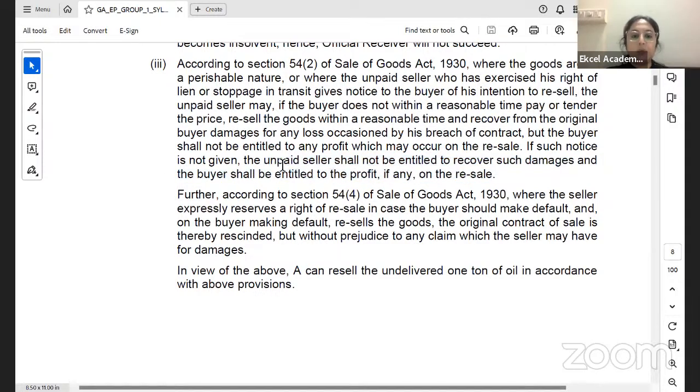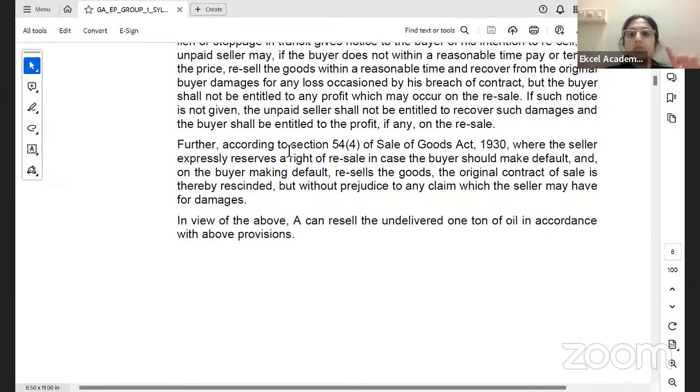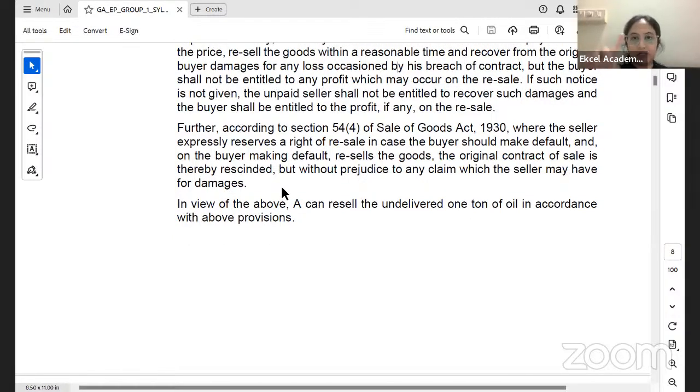Okay, but if such notice is not given, then the unpaid seller shall be entitled to recover such damages and the buyer shall be entitled to the profit, if any, on the resale. So these things you have to mention, because first we have to talk about notice. You have to give the notice that you are willing to resell, because the goods are perishable in nature, or maybe I can't wait, so I am going to resell it to someone else. So you are giving a notice.